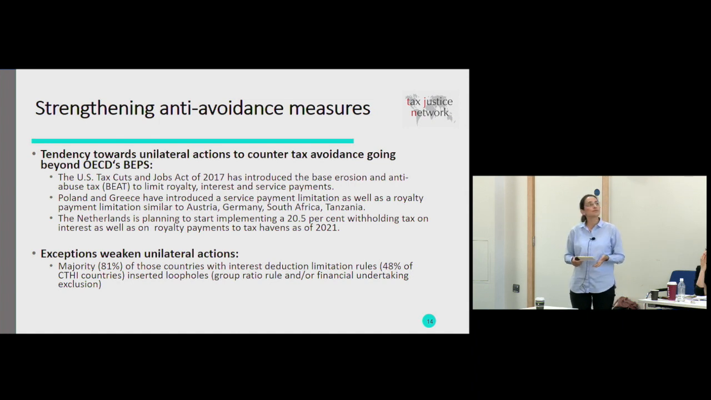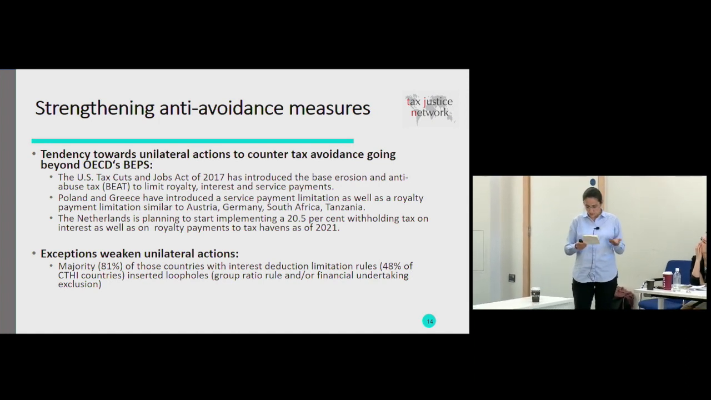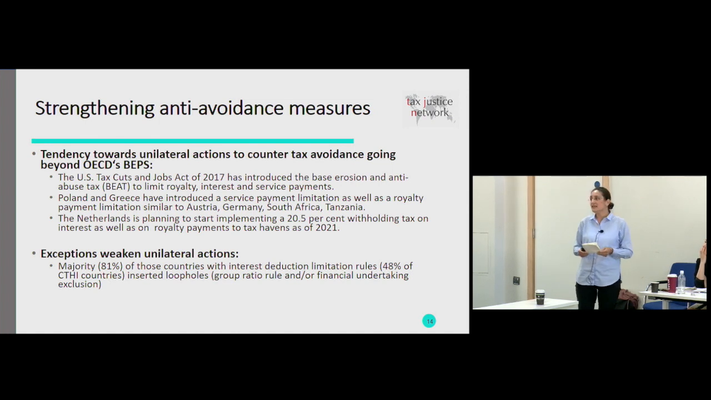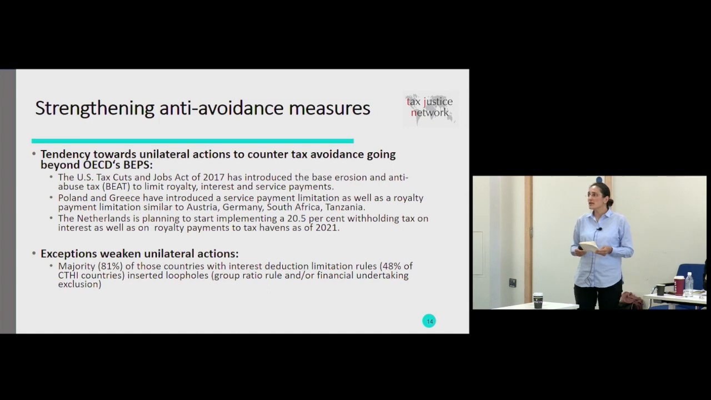And Poland and Greece have introduced a service payment limitation as well as royalty payment limitation similar to Austria and Germany, South Africa, and Tanzania. And the Netherlands is planning to introduce a withholding tax on interest as well as royalty as of 2021. However, the corporate tax haven index also shows us how exceptions weaken these unilateral actions. Even if 48% of index countries have introduced a fixed ratio rule to limit cross-border interest payments, the corporate tax haven index shows that 81% of them weakened those measures by creating loopholes via a group ratio rule and or a financial undertaking exclusion.